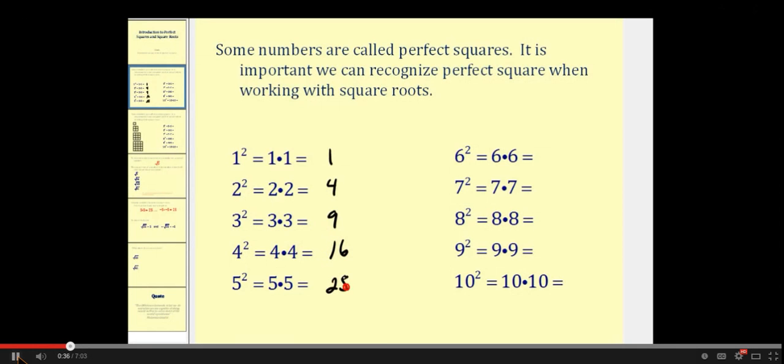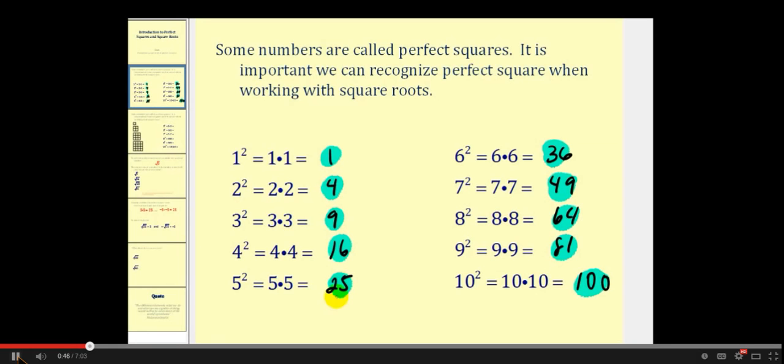16, 25. Over on the right we have 36, 49, 64, 81, and 100. So all of these are considered perfect squares. Again, if we take an integer and square it, we obtain a perfect square. Another way to think of a perfect square that will help when simplifying square roots is to think of a perfect square as a number that has two equal integer factors.